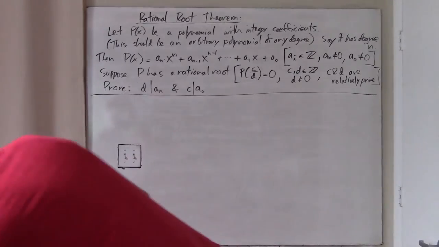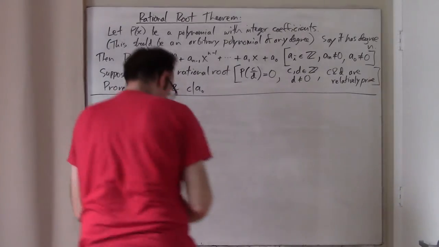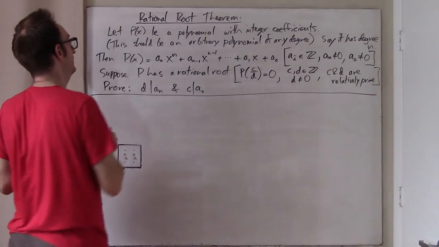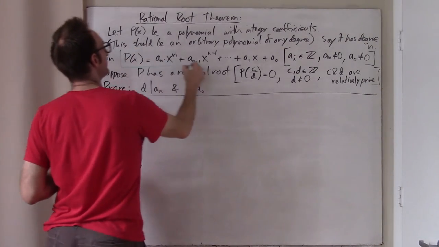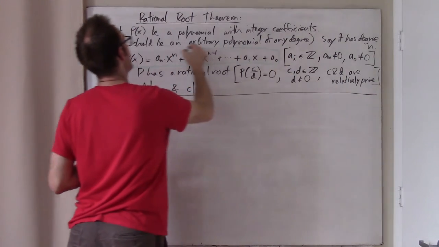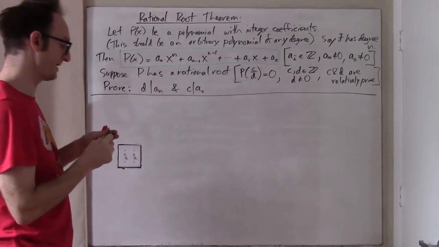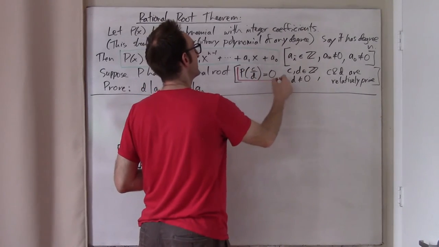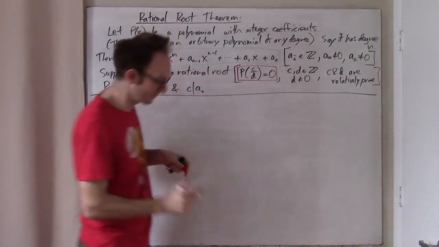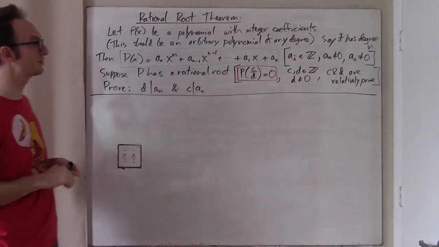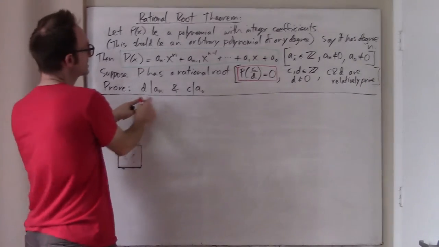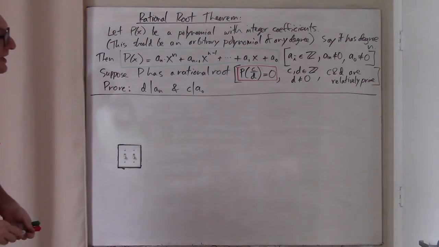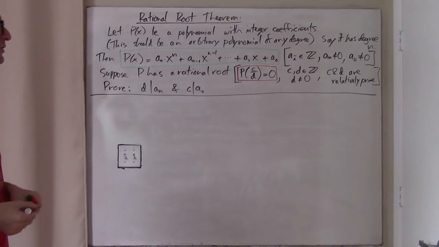What do I have to work with now? The only thing I have to work with is a polynomial here. Maybe I'll put a box around it. There's pretty much only one thing I know about this polynomial: when you plug in C over D, you get 0. And from these two facts, I need to extract this relationship between C, D, a sub n, and a sub 0.